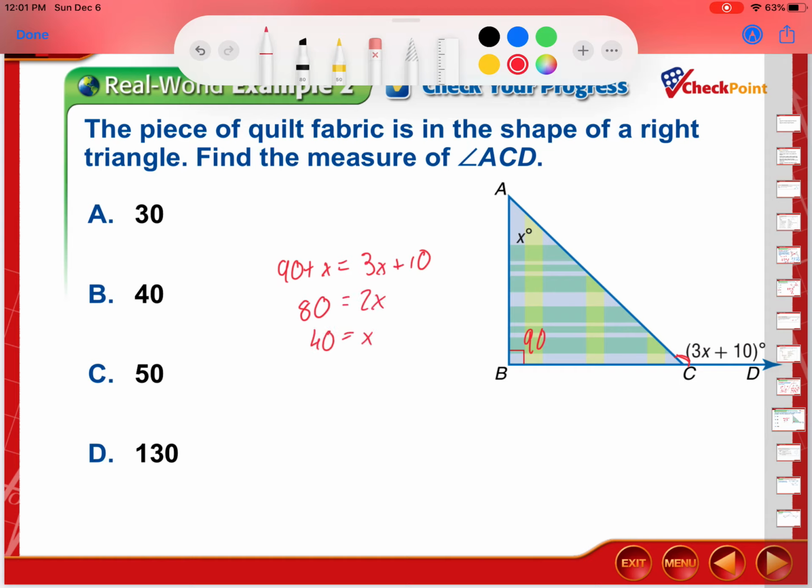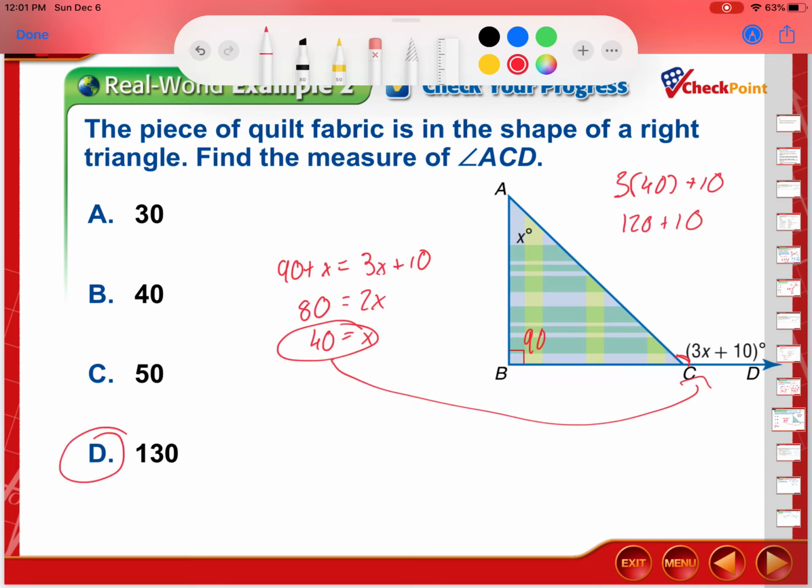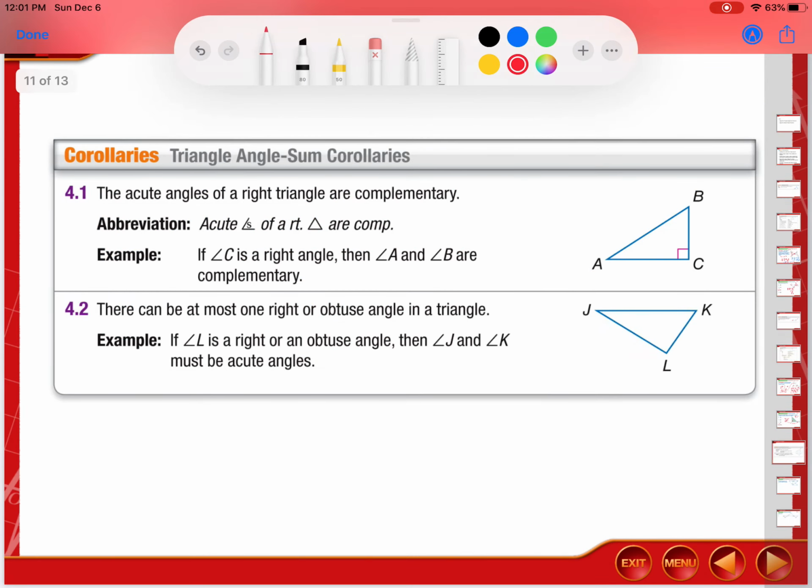So we could go ahead and start solving that, which would be 80 equals 2x, so x would equal 40. But then we're not done. We have to actually plug that x equals 40 back in over here, which would leave us with 3 times 40 plus 10, which would be 120 plus 10.